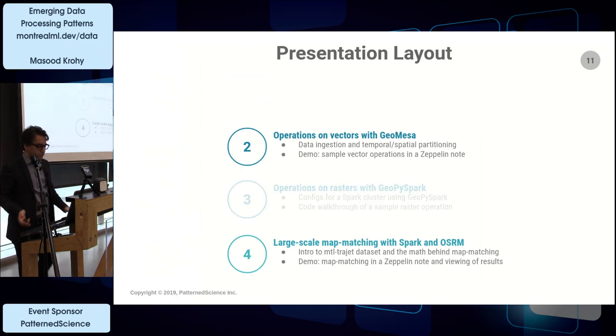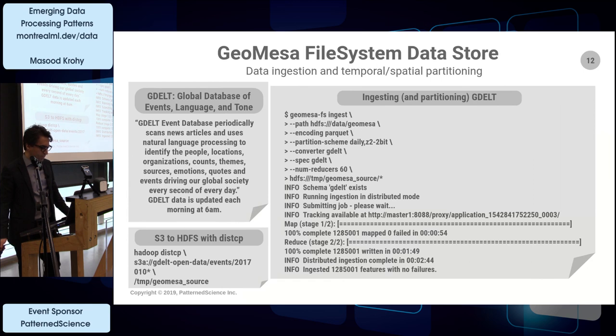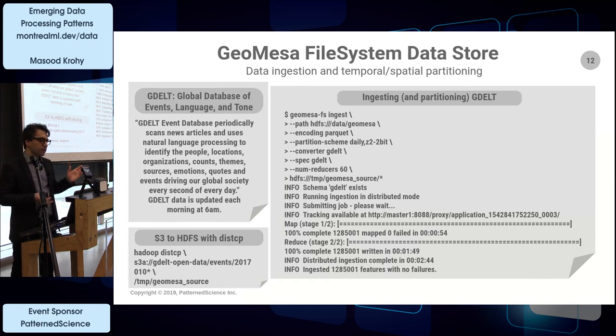So section two, now going to GeoMesa. GeoMesa supports many data stores, so there are different types of places that you can put your data. Here we are using the file system data store, which is our HDFS. So the data is going to be put on HDFS and GeoMesa is going to read from that.